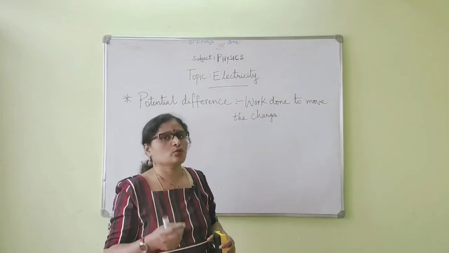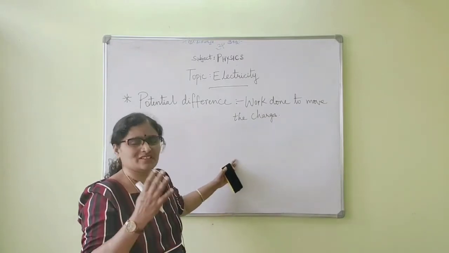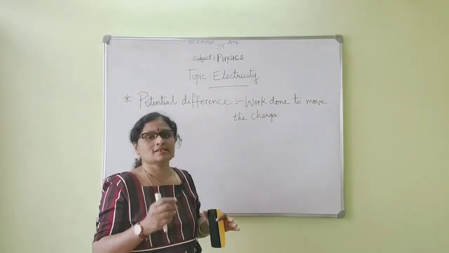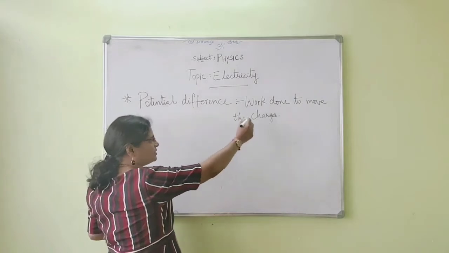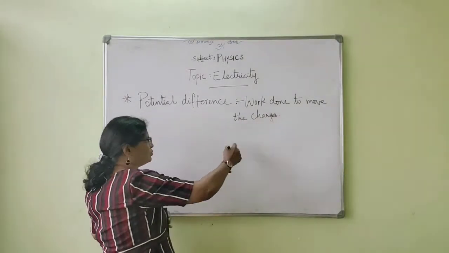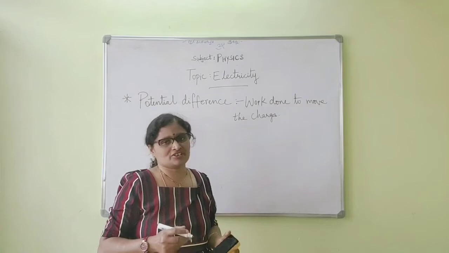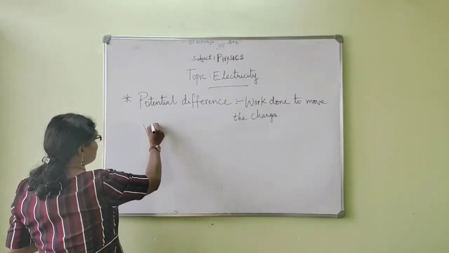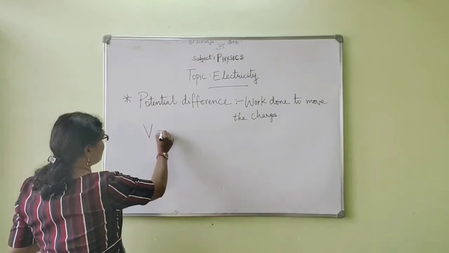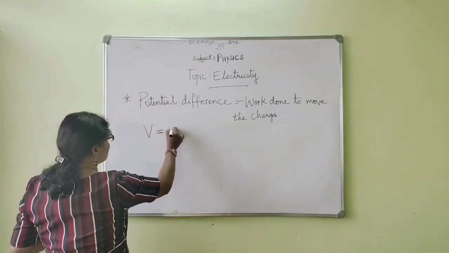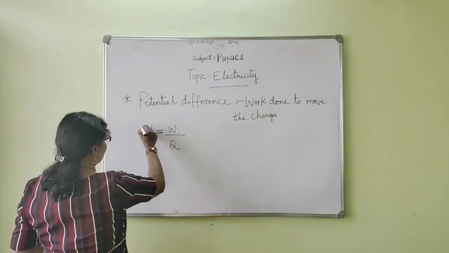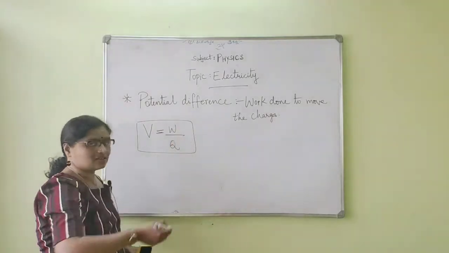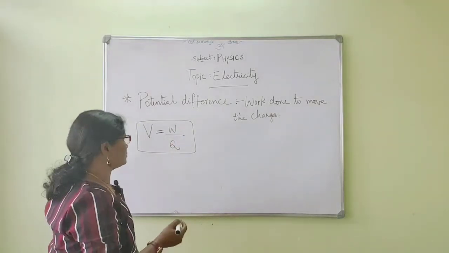So similarly here also, what happens with respect to the charges, when the charges have to move from one point to other point in the circuit or in the metallic wire, some work has to be done. Okay, so that particular work done to move the charges from one point to other point, that is nothing but the potential difference. And the potential difference is represented by the letter V, and the formula is V is equal to W by Q, where V is the potential difference, W is the work done and Q is the charge.